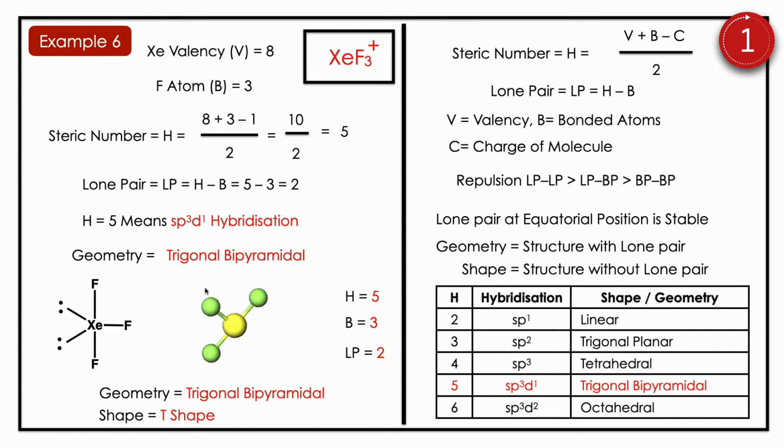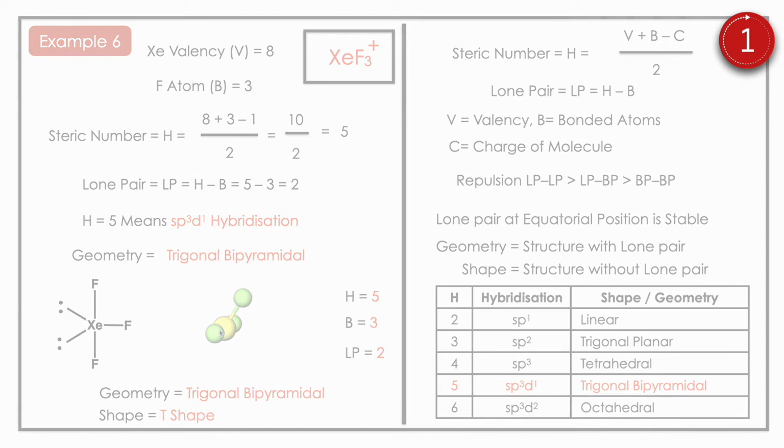So H5 with lone pair 2 means sp3d hybridization with two lone pairs. Two lone pairs occupy the equatorial position. So the shape will look like a T. Lone pairs are not visible, only fluorine. So the shape is T, the geometry is trigonal bipyramidal. Shape is T shape.